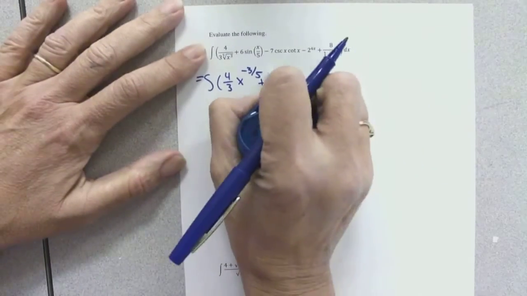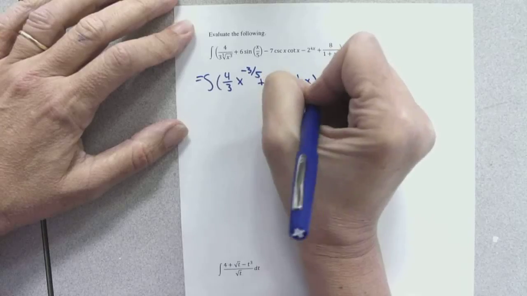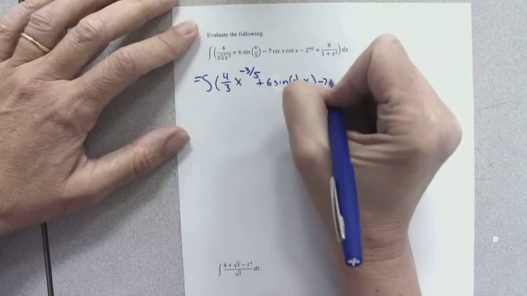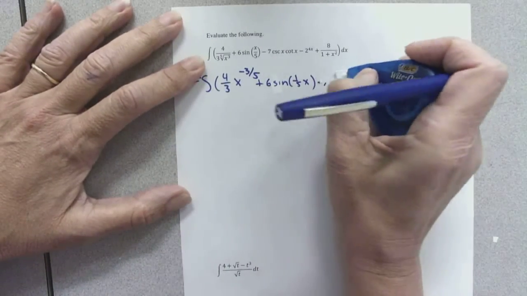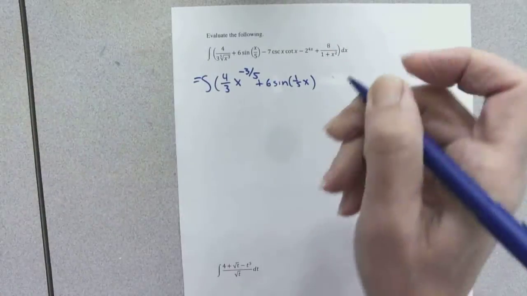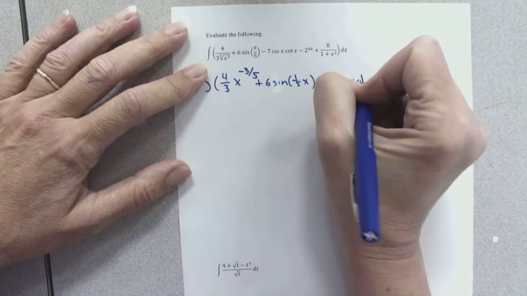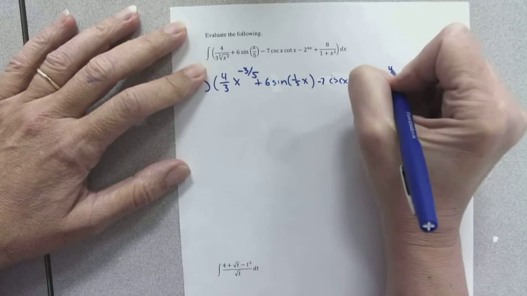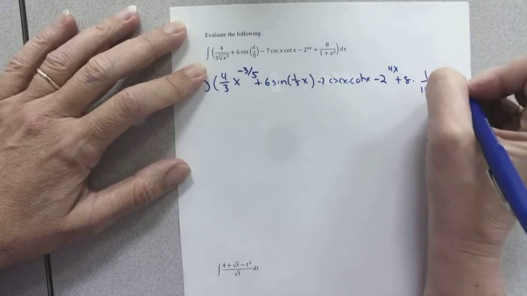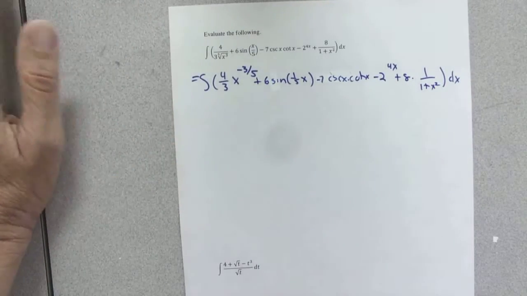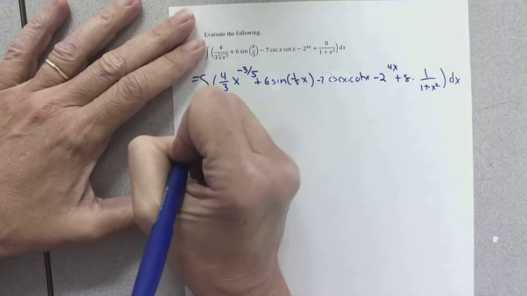And then I've got 6 sine 1/5 x minus 7 cosecant x cotangent x, minus 2 to the 4x, and then that's going to be 8 times 1 over 1 plus x squared dx. So just written in a little more friendly format, and now I can use my basic rules.